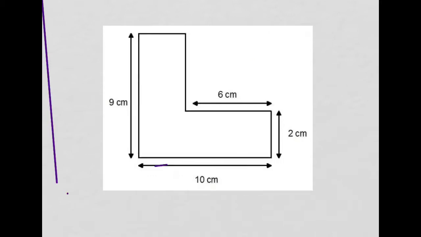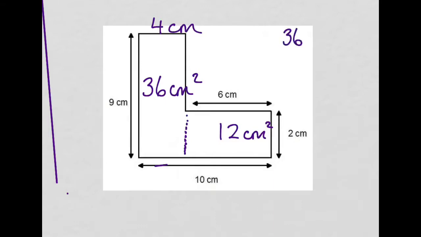I'm going to do it by working out the 2 separate rectangles and putting them together. So I know that this one is 6 times 2, that makes 12. And then I know that this side is 9, and I worked out earlier that this was 4. So I know that 9 times 4 is 36. So 36 add 12 is 48. So the area of the total shape is those two combined together, which is 48 centimetres squared.